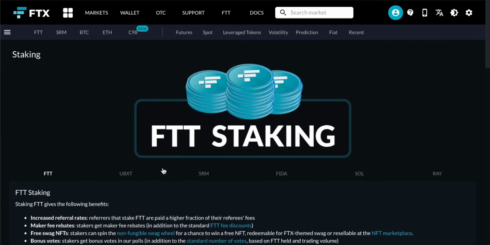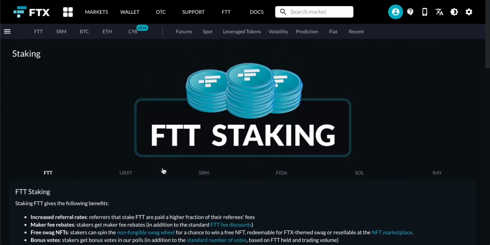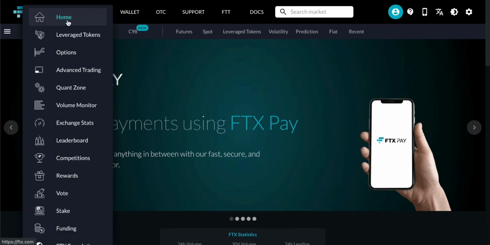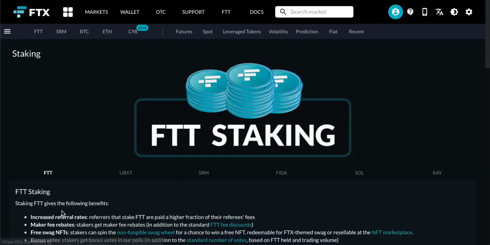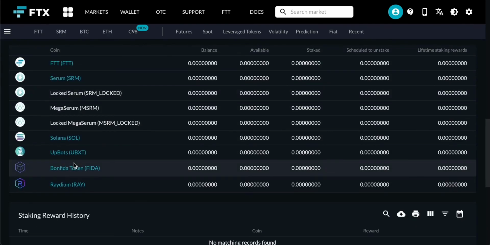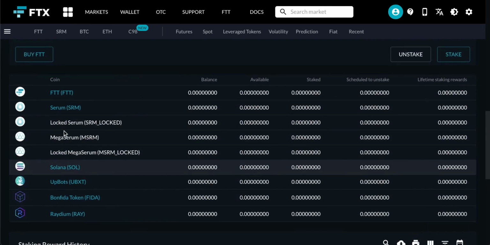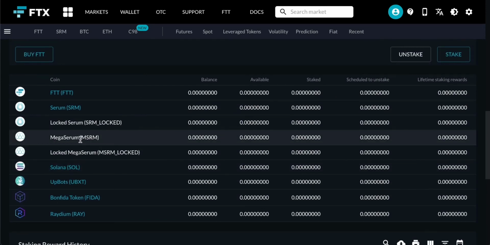FTT is a crypto with an open market valuation though, and so the value can go up and down. So you'll have to make that decision whether it's worth it or not to actually stake FTT at all. Other coins are supported though. If we come up to the top menu right here, then we can come down to stake and you can see a few different cryptos are also supported. So Solana staking is supported, but certainly not a huge amount of coins supported right here. You'll find more coins supported on something like Kraken or Binance.